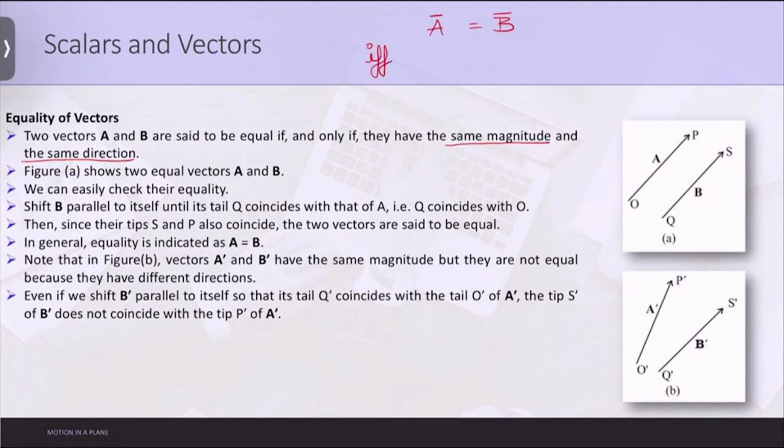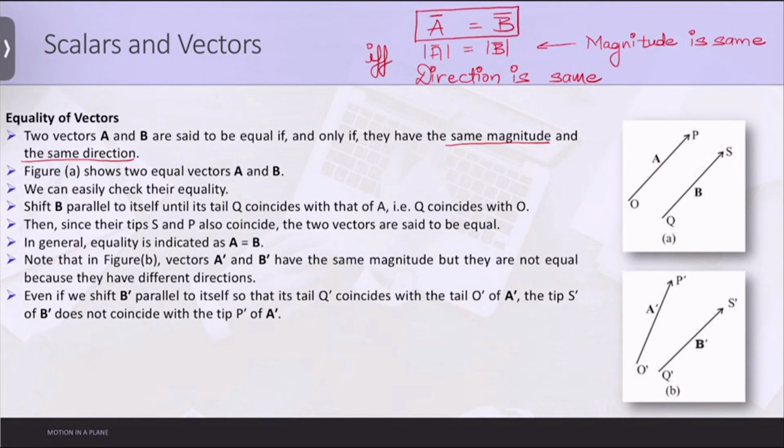So, A bar equals B bar if and only if mod of A bar is equal to mod of B bar, which denotes that the magnitudes are same. What does this line say? It says the magnitude is same. And the next thing, the direction is same. There is nothing more to be said, you just need to write it. Writing this line makes sure that the magnitude is same and the direction is also same.